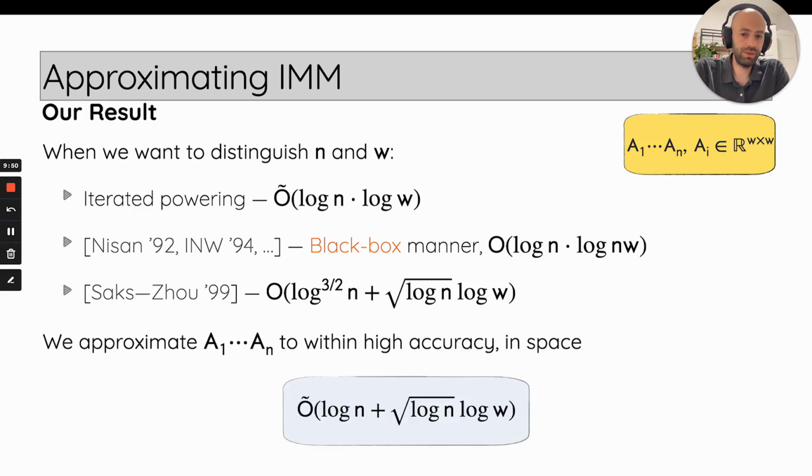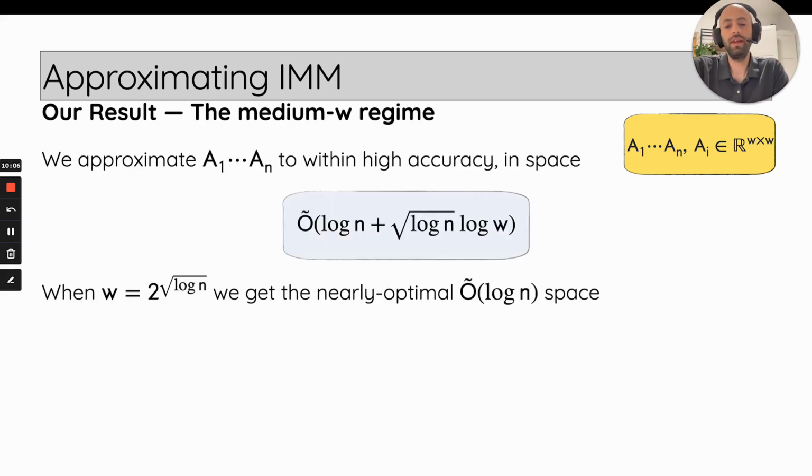And what's our result? We approximate IMM, where each A_i is stochastic, to within high accuracy using only O tilde of log n plus square root log n log W space. And in the medium W regime, where say W is 2 to the square root log n, we get the nearly optimal O tilde of log n space.